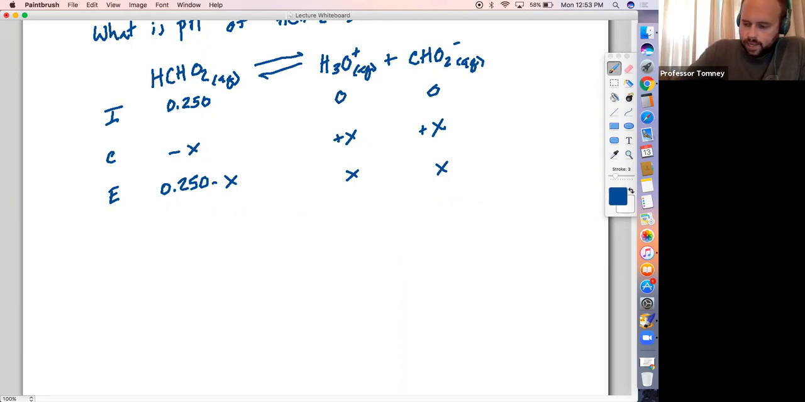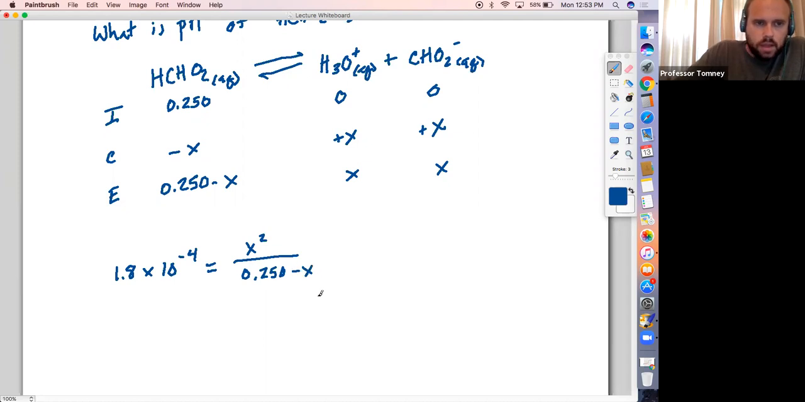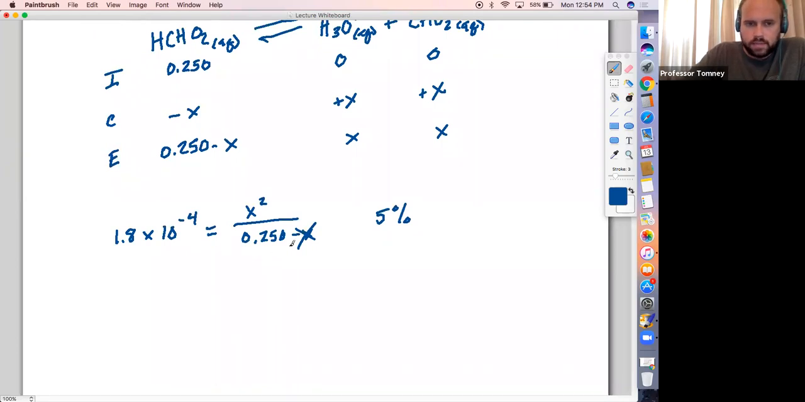So if you get the Ka, it's going to be 1.8 times 10 to the negative fourth. And I'm going to set that equal to X squared because it's products, and I have X and X, over 0.250 minus X. Now what I'm going to do is utilize the 5% rule, and I'm going to get rid of that. Okay, so if you proceed forward with that, you need to multiply by 0.250, and then you need to take the square root of that corresponding value.